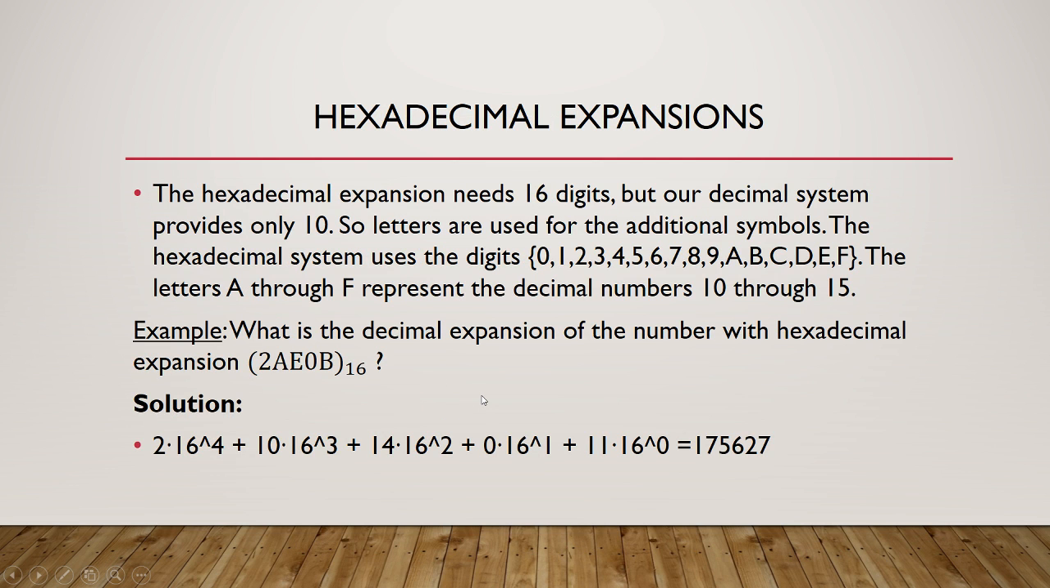Hexadecimal is no different except for the fact that the values are from 0 to F, so it's 0, 1, 2, 3, 4, 5, 6, 7, 8, 9, but because base 10 only has room for 10 digits, the last 6 digits, A through F, have to be represented by letters. So 10 through 15 are letters instead. Again, though, it's base 16, so it's 16 to the powers. 2AE0B will come out to be 175,627, based off the same powers of 0, 1, 2, 3, 4.